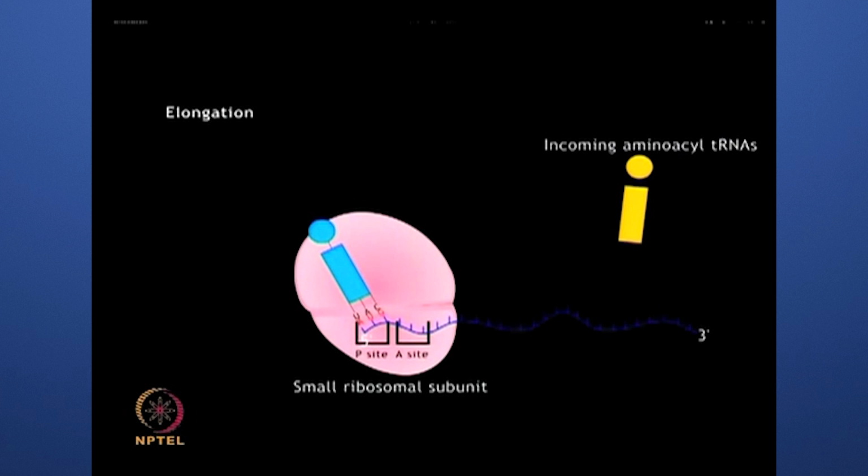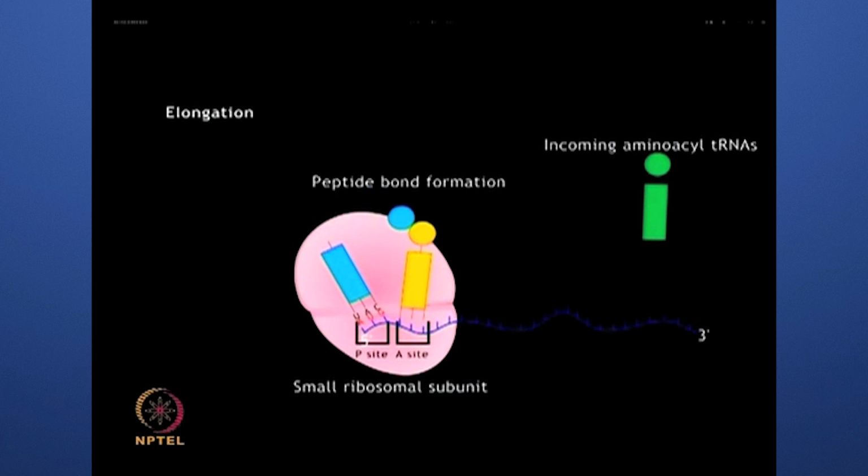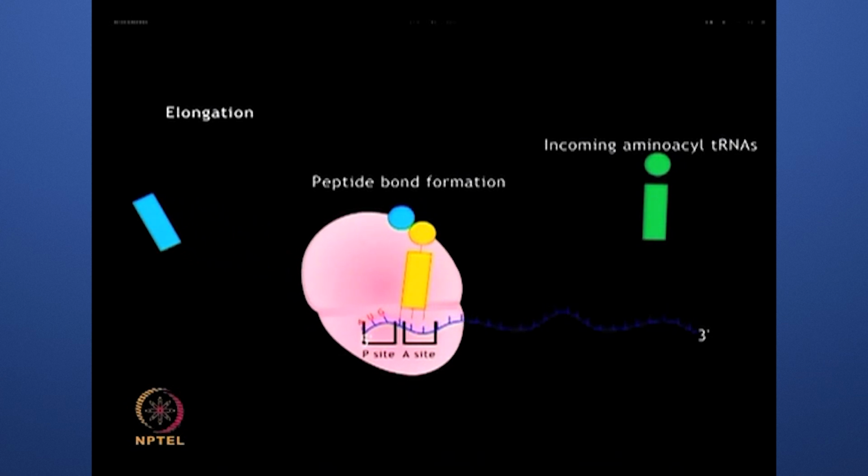The next incoming amino acyl tRNA carrying the amino acid corresponding to the next codon occupies the A site. A peptide bond is then formed between the amino acid in the A site and the P site, with the P site amino acid being transferred to the A site. The unbound tRNA then leaves the P site and is moved to the exit or E site before being removed.